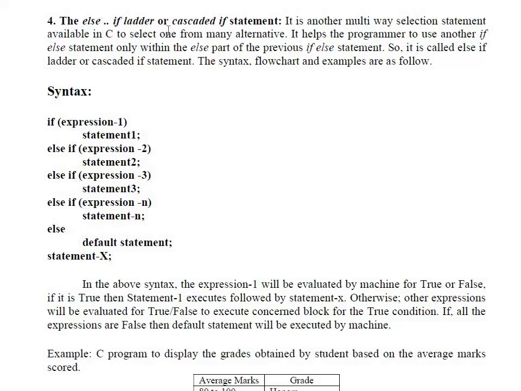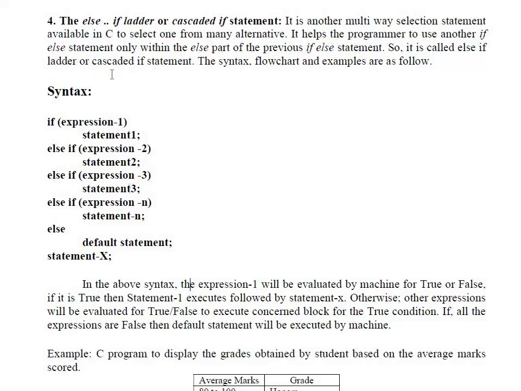This else if ladder is also called cascaded if. As we know already, cascade means falling one upon another. That's why here you can see the if else is there in the previous else, if else in the previous else. So it is also called the cascaded if statement. How to explain the cascaded if in examination? It helps the programmer to use another if-else statement only within the else part of the previous if-else statement. So it is called else-if ladder or cascaded if.